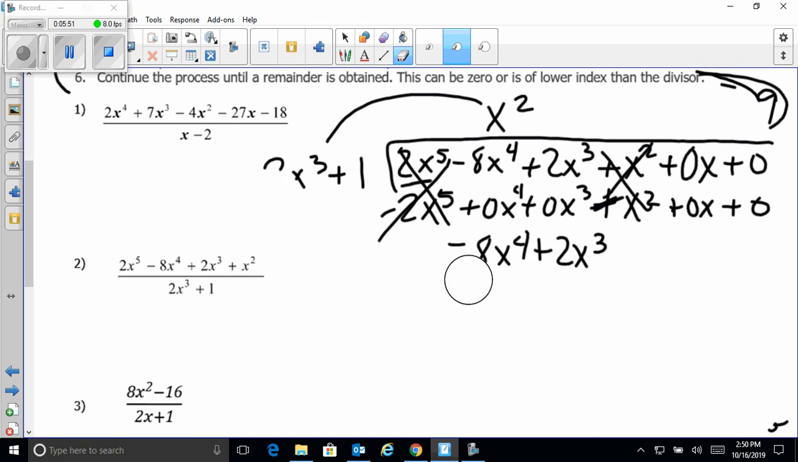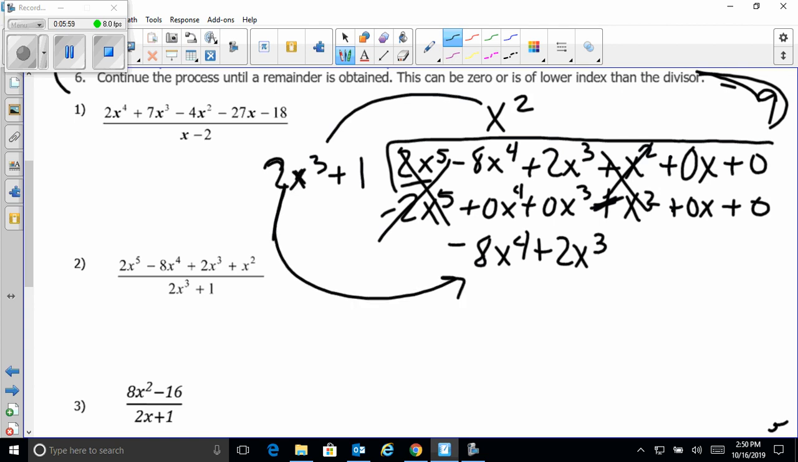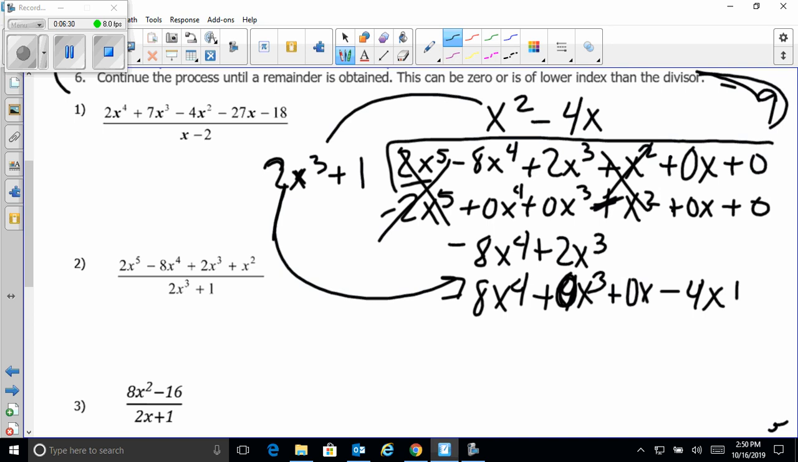Now look at how many times does 2x to the third go into negative 8x to the fourth? Well, it's going to go in negative 4x times. Now when I multiply negative 4x times 2x to the third, it's a negative 8x to the fourth. Minus 4x is going to be over here. So minus 0 x to the third is plus 0. Don't need to worry about x squareds, they're gone. 0 of those. 0 of those.